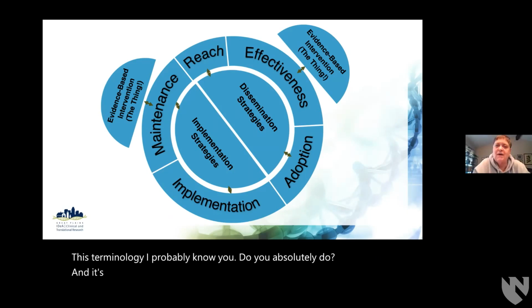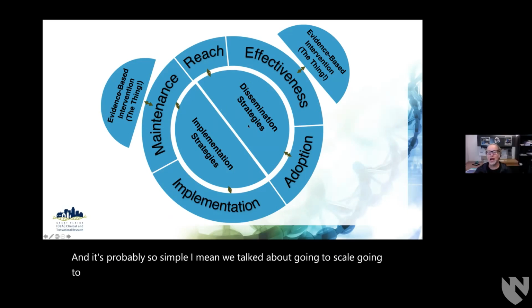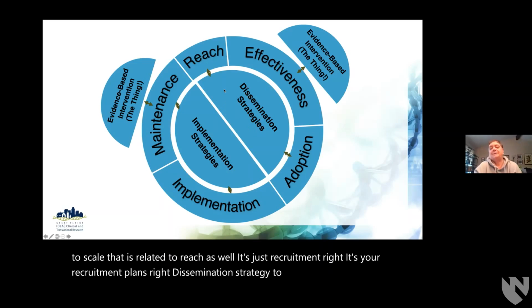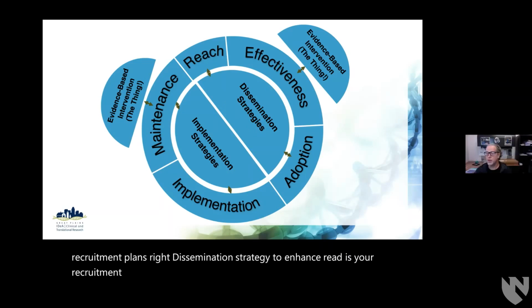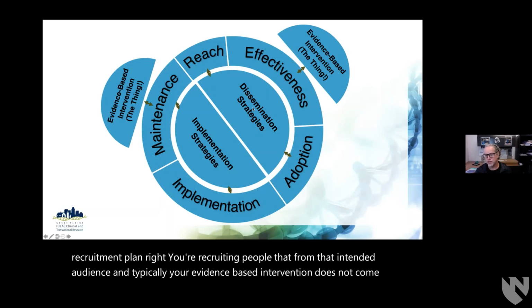Scale. I mean, we talk about going to scale. Going to scale is related to reach as well. It's just recruitment, right? It's your recruitment plans. A dissemination strategy to enhance reach is your recruitment plan, right? You're recruiting people from that intended audience. And typically your evidence-based intervention does not come along with a recruitment plan, right?